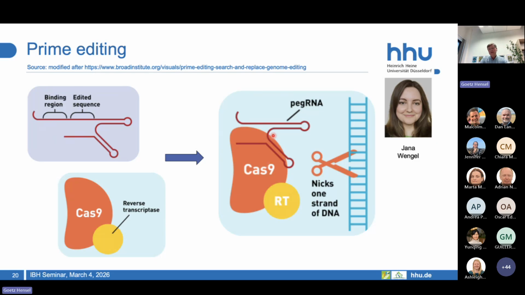They extended the guide RNA with a part which contains, on one hand, the editing sequence and the binding region. And in order to fulfill then the extension of this DNA strand, a reverse transcriptase. So you have a fusion protein from Cas and reverse transcriptase, and you have an extended guide RNA, this pegRNA, which then leads to the desired modification. And so here I asked my master student Jana to do this in barley.